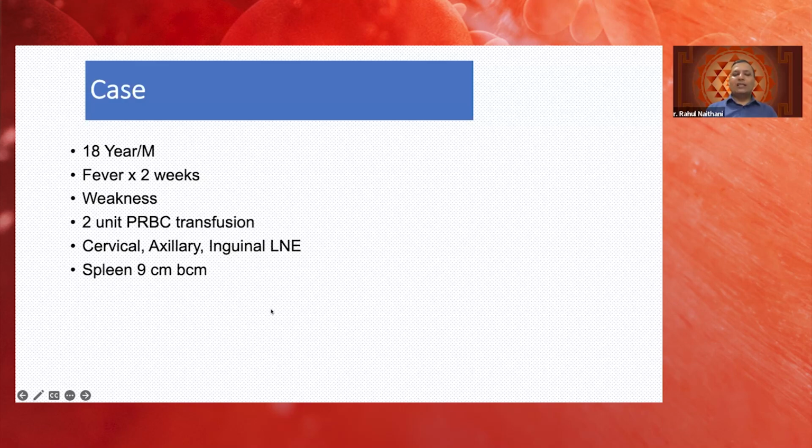The spleen was palpable 9 centimeters below the costal margin. Again, short febrile illness, large spleen, lymph nodes, requiring a blood transfusion. Most likely we are dealing with a primary reticuloendothelial marrow disorder.